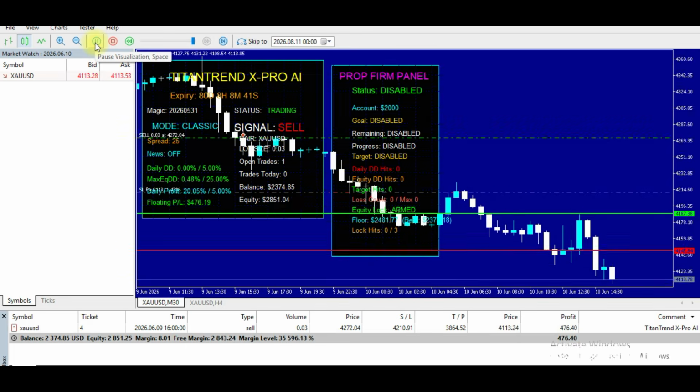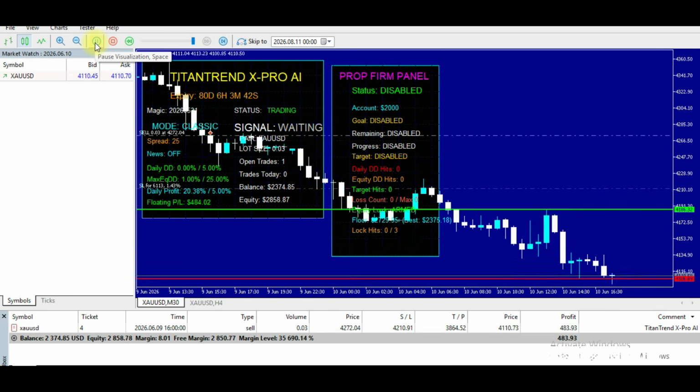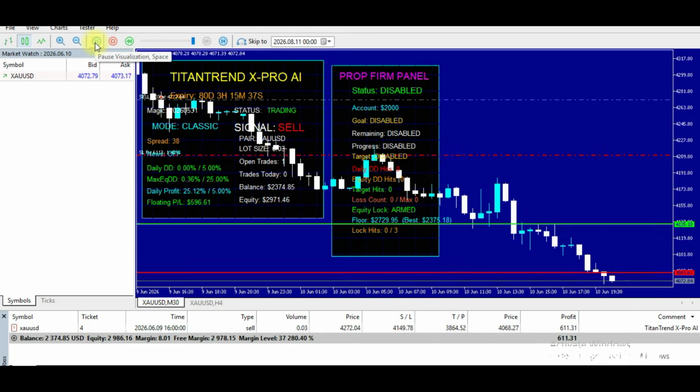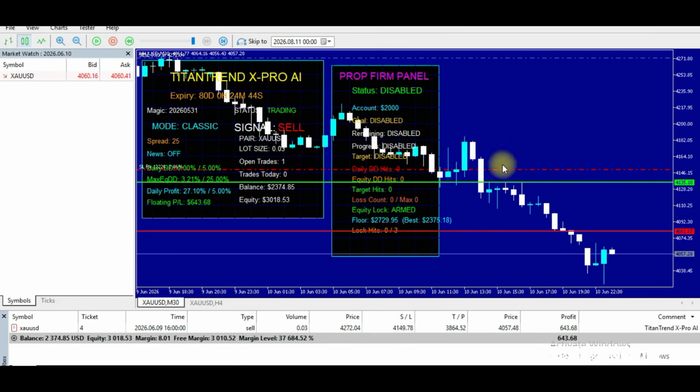Watch the stage where we are now. Keep on watching. This is the second stage, second lock. Now it's on second lock. This is about $600 and something profit running. You understand? But he has locked.